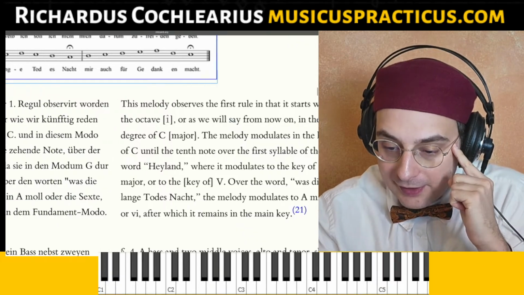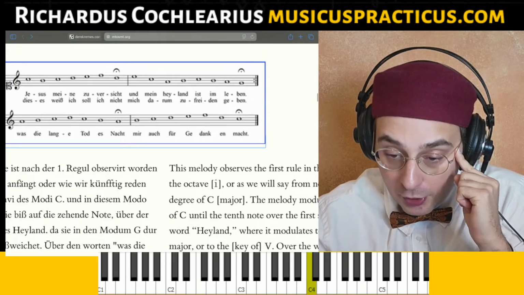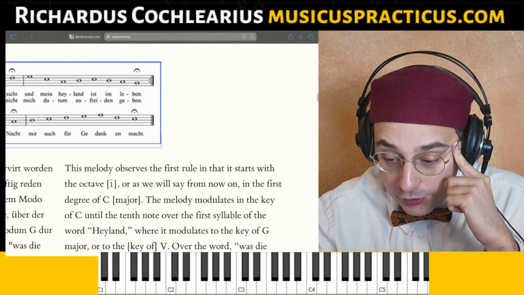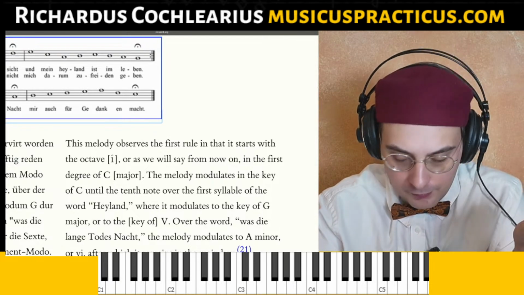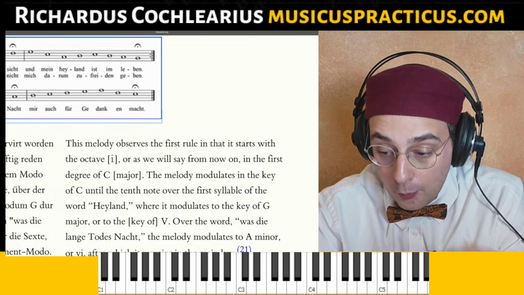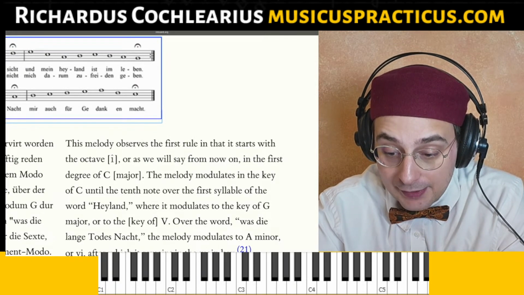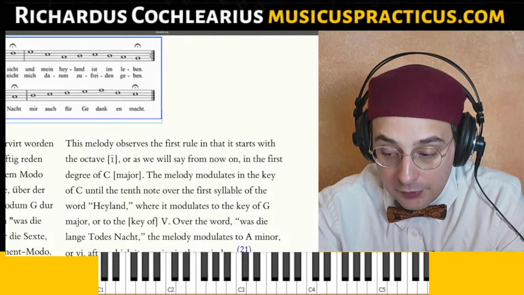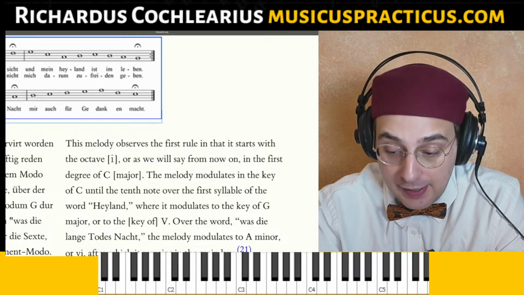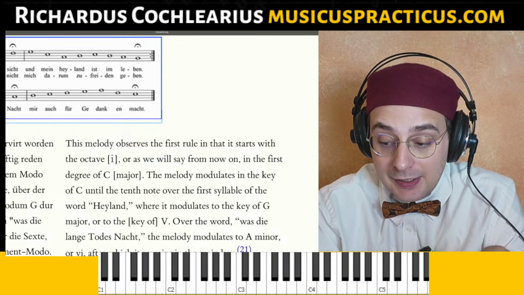Now, this melody observes the first rule, in that it starts with the octave. We are in C major, we start with the octave, or as we will say from now on, the first degree of C major. The melody stays in the key of C until the 10th note, over the first syllable of the word Heiland, where it modulates to the key of G.